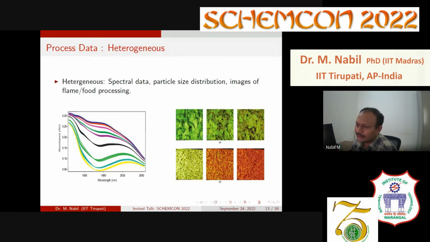To give an example of the heterogeneity of data we have, if you take absorbance versus wavelength, and you see different images of a particle in the food processing industry. These are different types of data. So it could be an image. It need not be just real data, like the temperature that we have seen. It could be spectral data or it could be image data. So we have to deal with this heterogeneous data when we are trying to use the machine learning model.